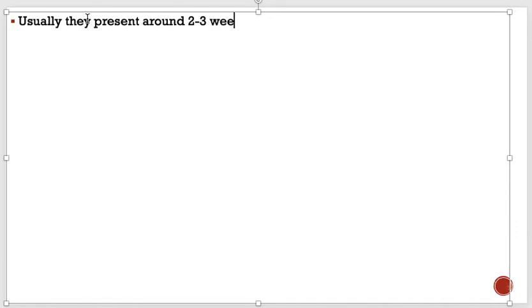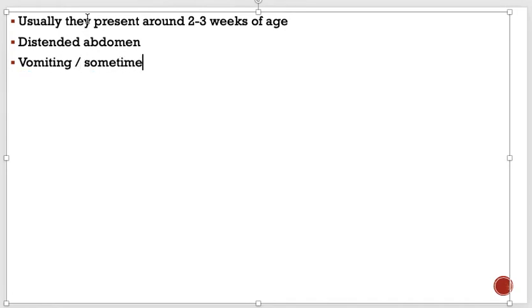What happens in these babies is, usually they present around 2 to 3 weeks of age, okay. And how they present, as I was telling you, they have a distended abdomen, okay. Vomiting is there, sometimes bile stained, okay. Their stools can have blood, or bloody stools can be there, right.